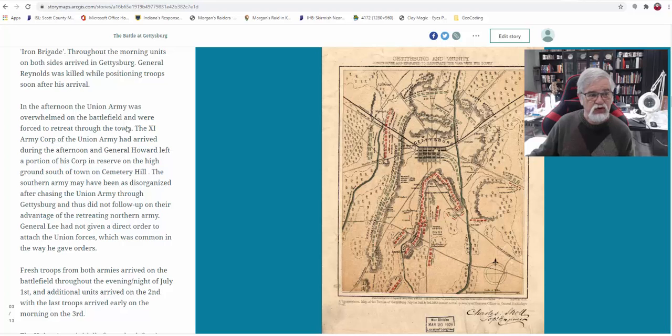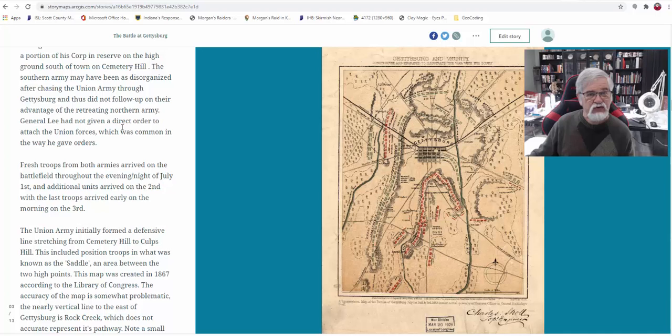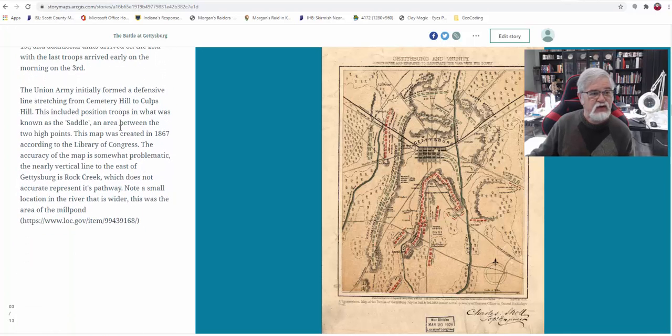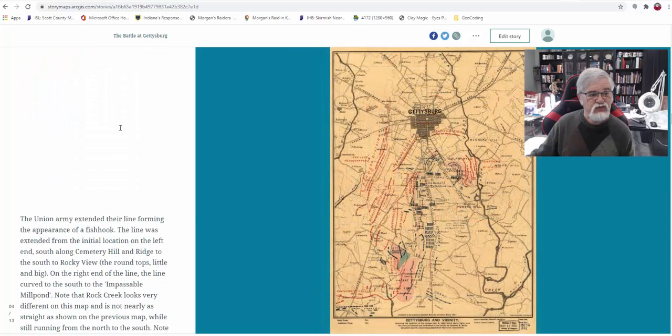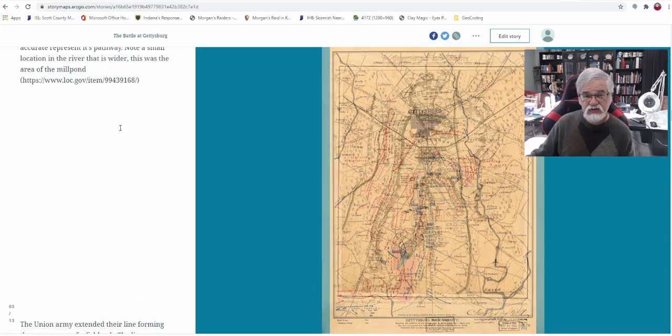So we give you a little bit more of the history of the battle, and some of the units that came in to the battle as are discussed and shown here. And we then move to another map. Let me scroll back for just a second.